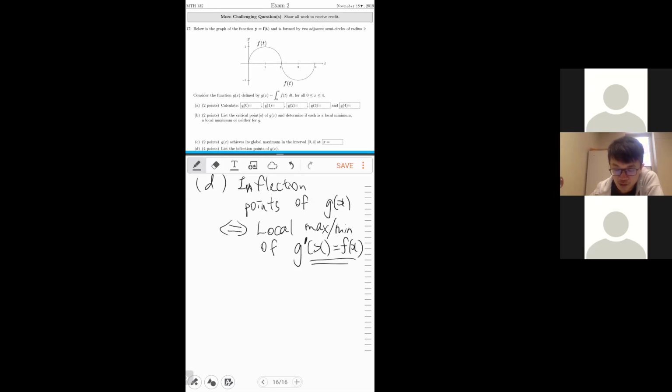I'm asking what are the local max and local min of f of x? You already have the graph of f of x, right? What's a local max and what's a local min? If I give you the graph, how do I know where is the local max and where is the local min? Yep, 1 and 3.